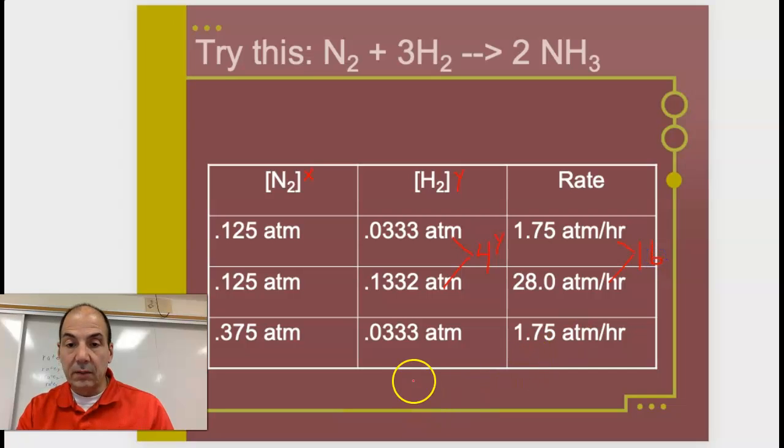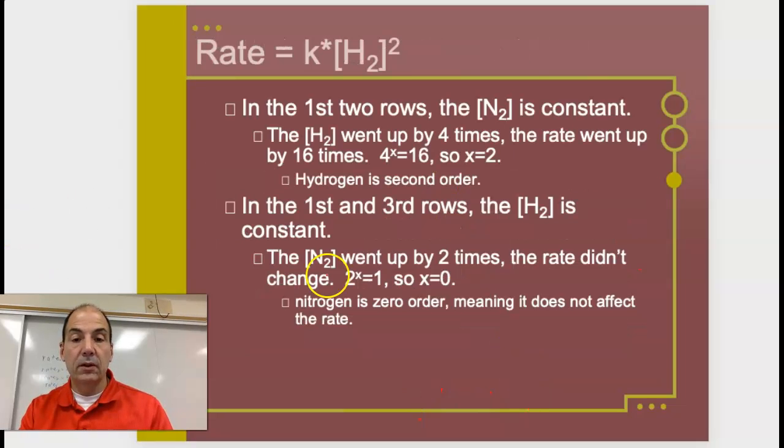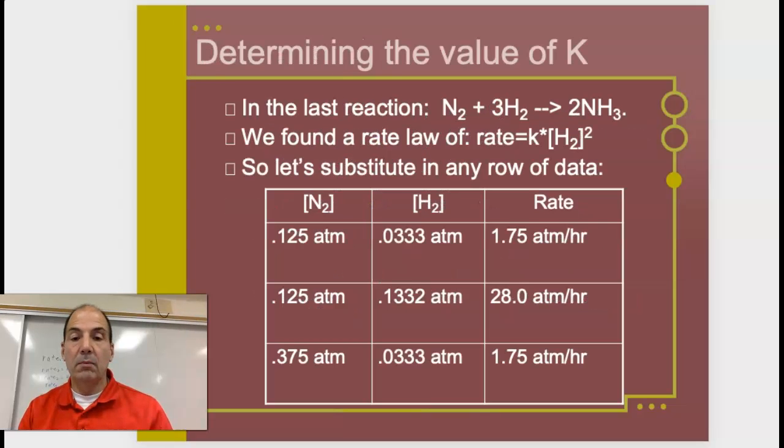So now I have to say to myself, 4 to the y equals 16. What does y equal? Well, I know 4 squared is 16, so obviously y is 2. So hydrogen is second order. Here I am explaining the same thing. So I know hydrogen is second order.